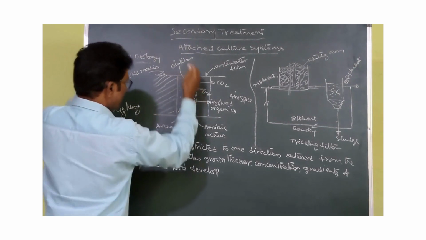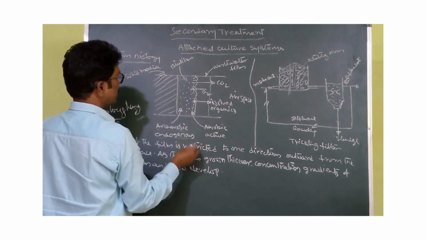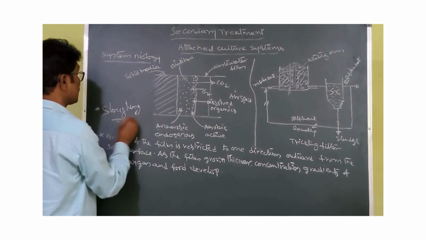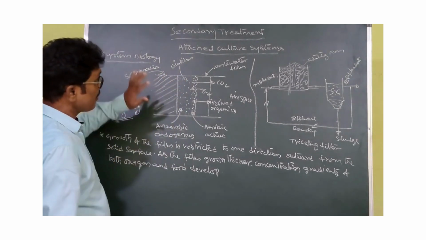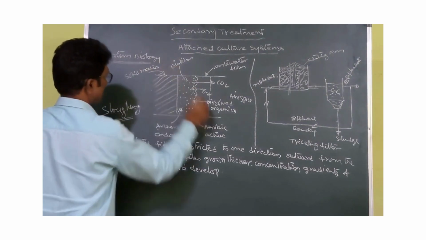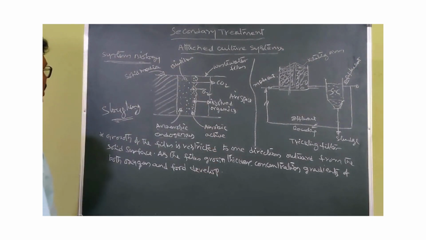The biofilm is let down into the reactor. This process is taking place continuously. This is called sloughing. This is the mechanism that is taking place. This is called system biology. I hope you can understand.